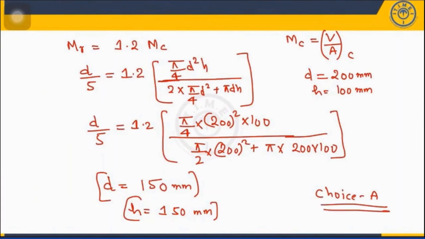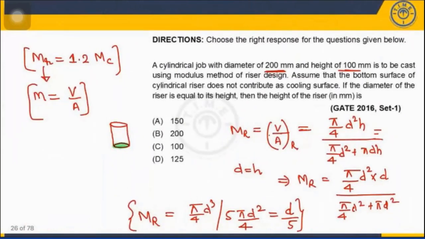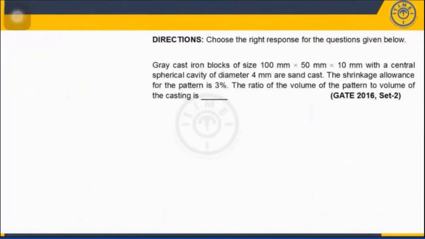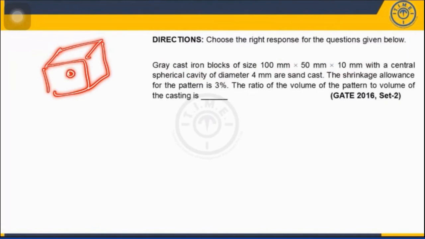Okay. Now this question is based on the riser design. You have to use this particular formula. Now one more question related to casting, but it's a very good question because they have given the gray cast iron as a casting size, as well as there is a spherical cavity. What is happening? One block is there. At the center of the block, one spherical cavity is there.